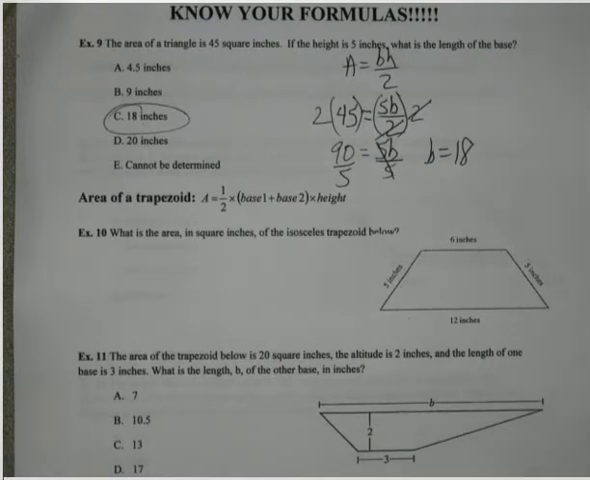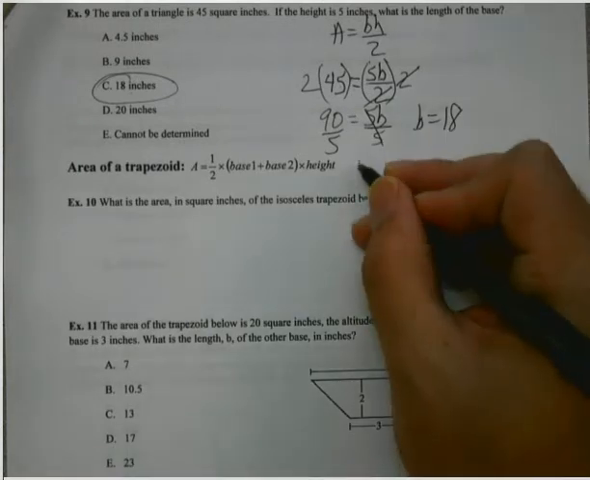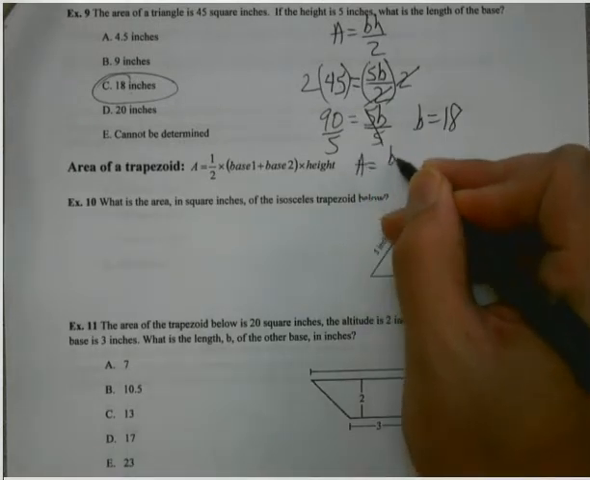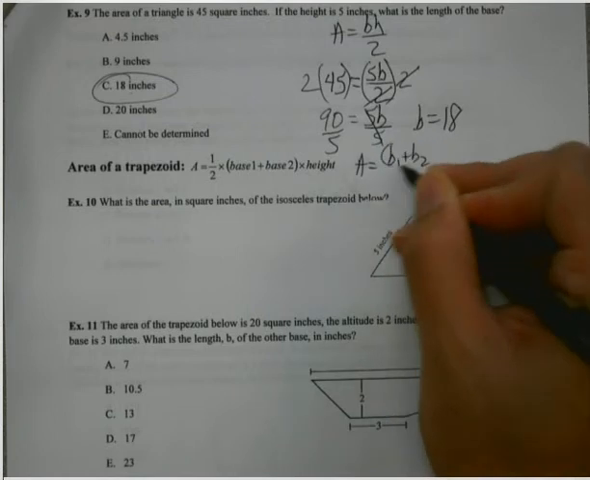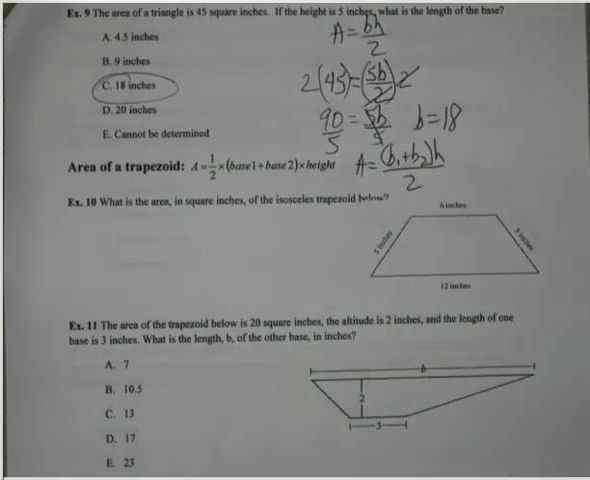Okay? Whatever it takes for you to get to the right answer. Trapezoid, a little more interesting. I like looking at my trapezoid this way. I always like things being in one fraction instead of all this fraction times this times this. It just makes it easier, but it's the same thing. What's the area in square inches of the trapezoid below?